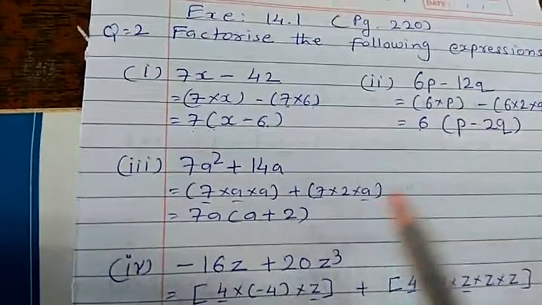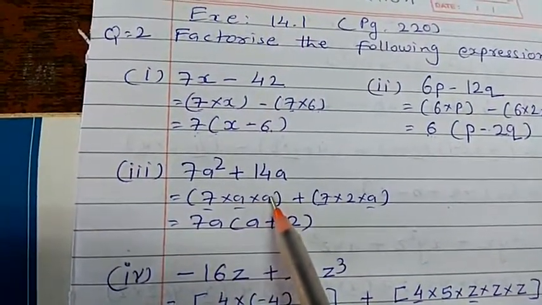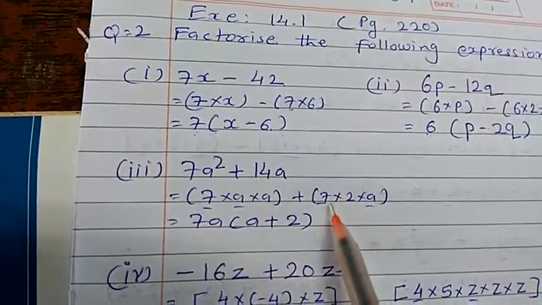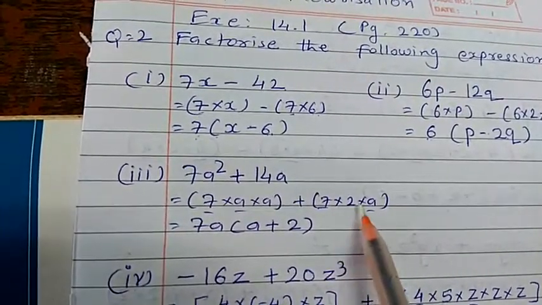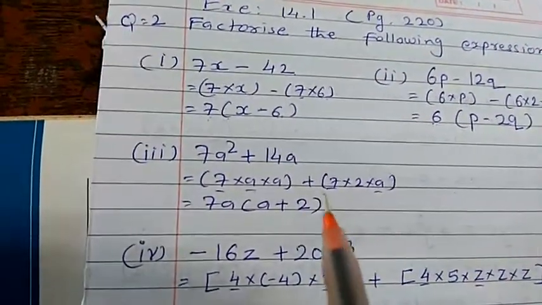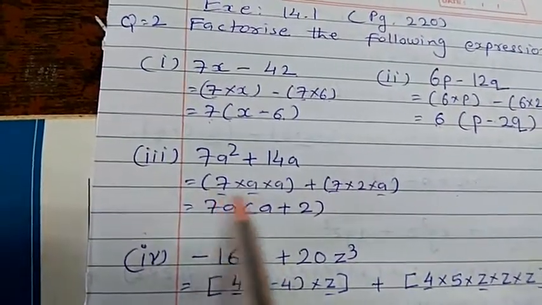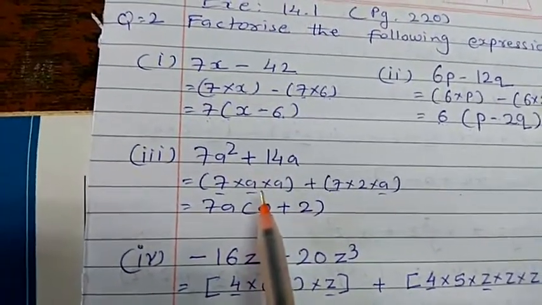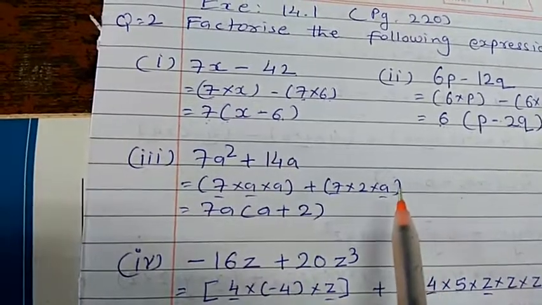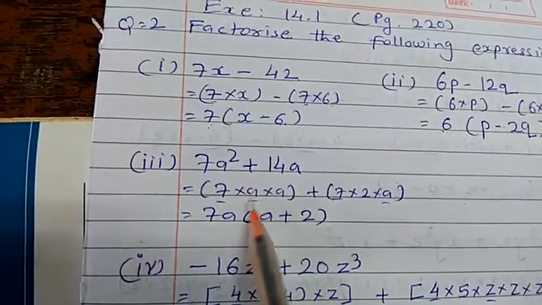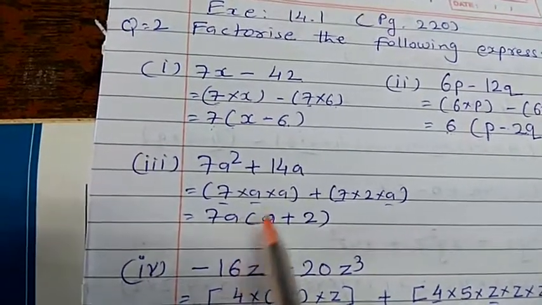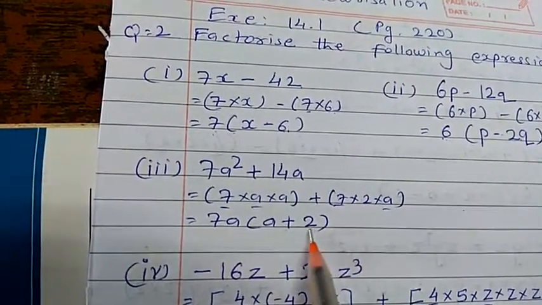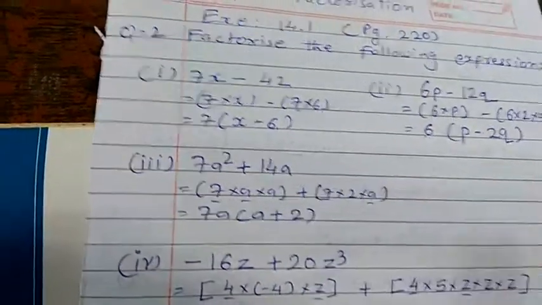And a square is written as a into a, okay. Square means how many times we have to multiply a? 2 times. And 14a is 7 into 2 into a. Now find the common numbers and common variables in both terms. So 7 is coming in both terms, so we take 7 as a common. And what about variables? Here a is there in both terms, okay. So a is coming one time in both terms, so 7a is the common, and the remaining is a plus 2, right? Understood?